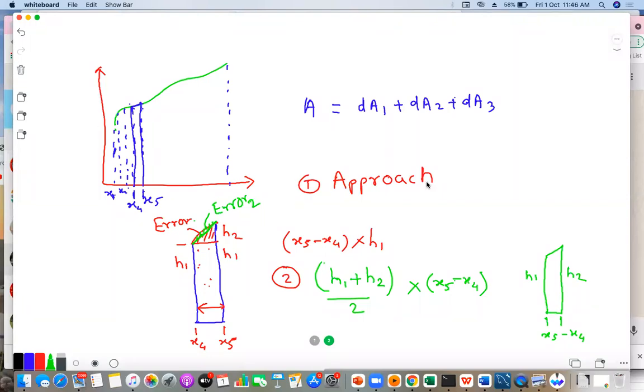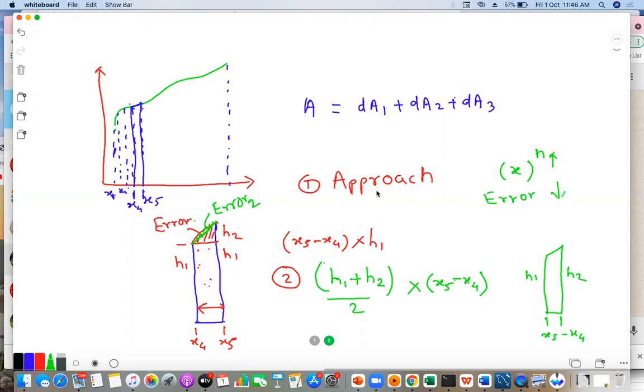Instead of a straight line function, I can assume a quadratic function here. Now the area will be again reduced. If I go to a cubic function, the area will be again reduced. So as I go, let us say this is x to the power n. As I increase the polynomial degree, the error gets reduced.